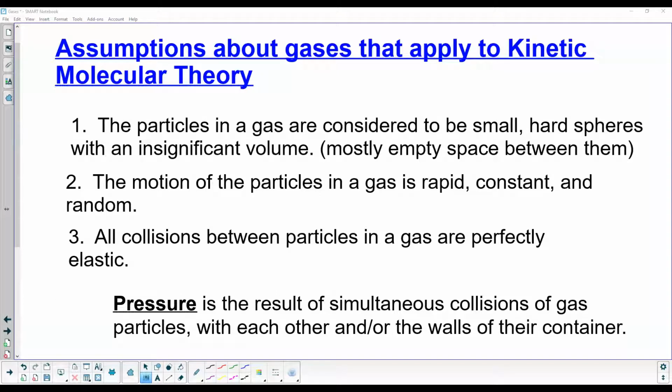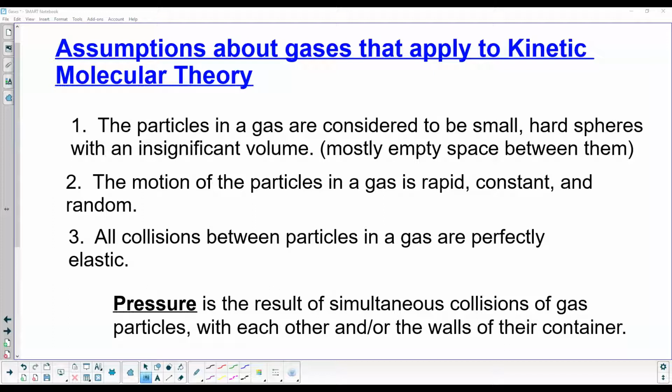The second part says the motion of particles in a gas is rapid, constant, and random. What that means is they're just moving around, bouncing off the walls, bouncing off each other. They're moving randomly, kind of in a straight line until they hit something and they ricochet off and go in some new direction.